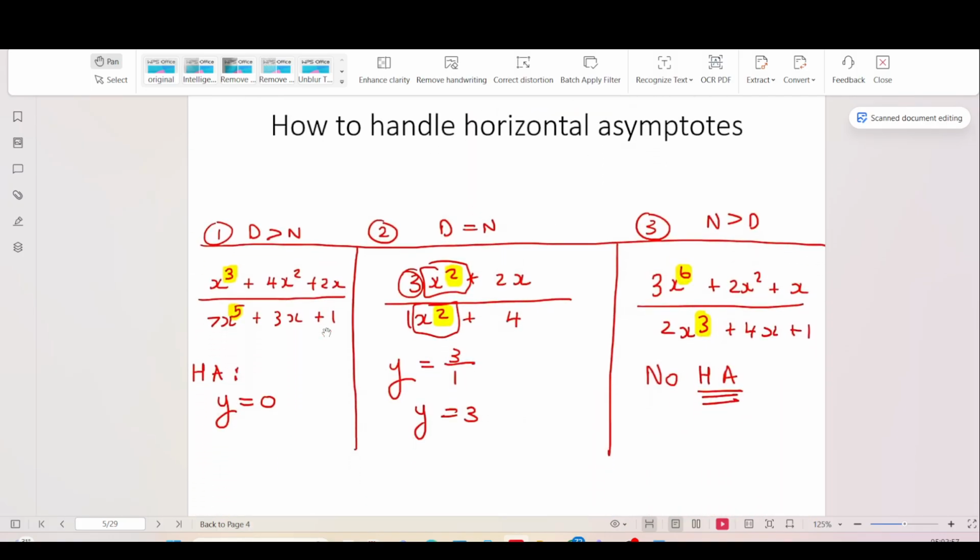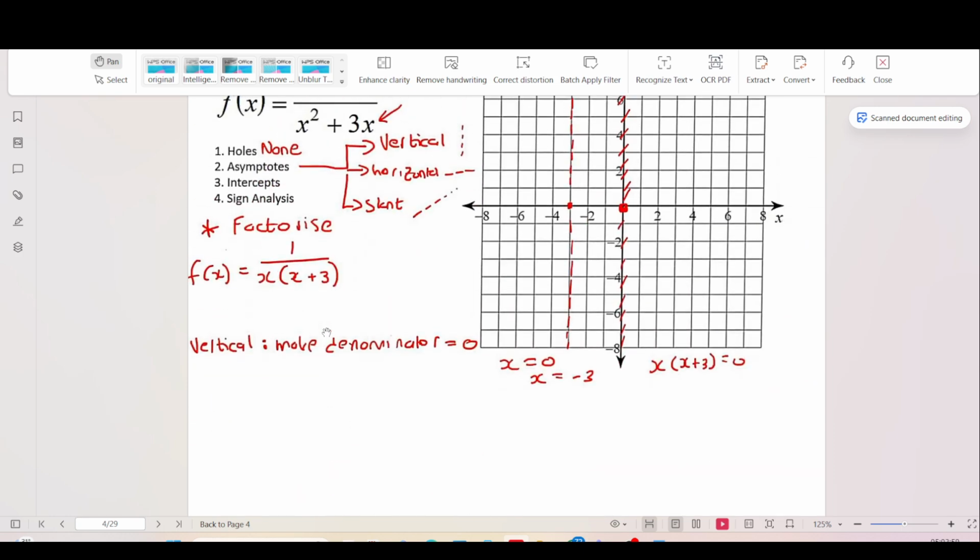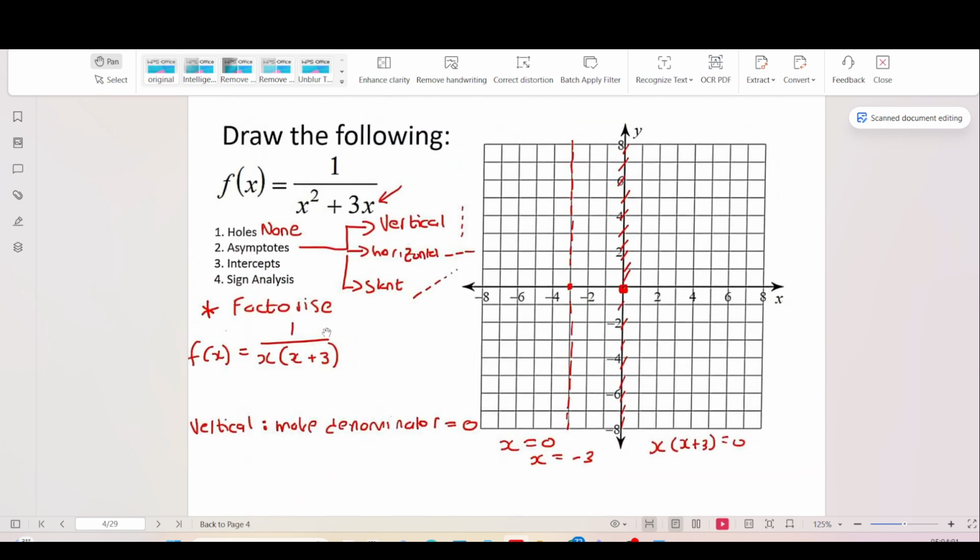How do I check the vertical asymptote? Do I just set the bottom equal to 0? Yes, bottom equals 0.